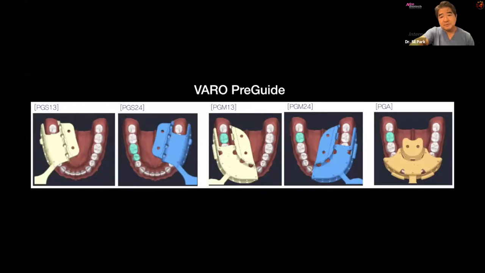So in terms of the pre-guide, so far we have 5 different trays. Left side and right side for the single case, and then a little bit longer ones, left and right side, which you can see in the middle. You can use this guide when you place 2 implants or multiple implants in one quadrant. And also, if you have an anterior case, then we can use the anterior one. So far we have 5 different shapes and sizes of the pre-guide.